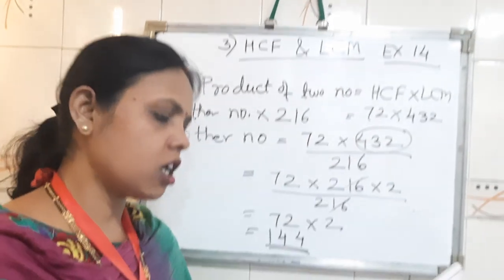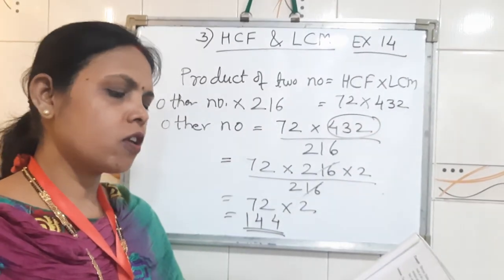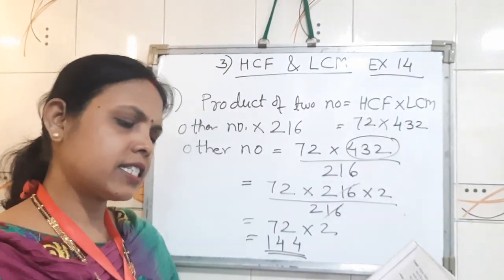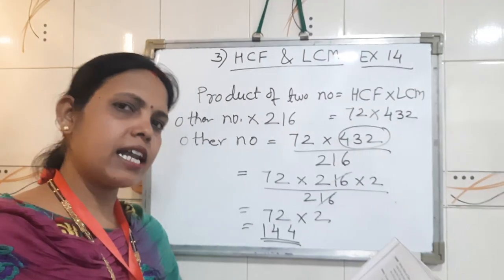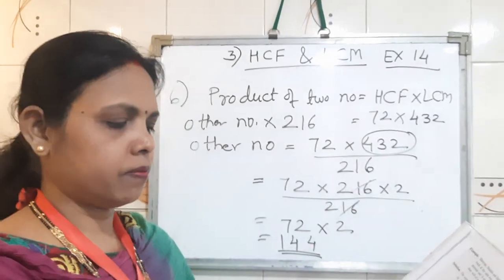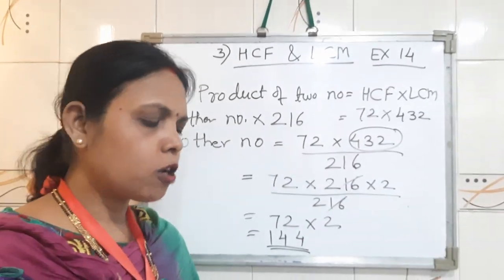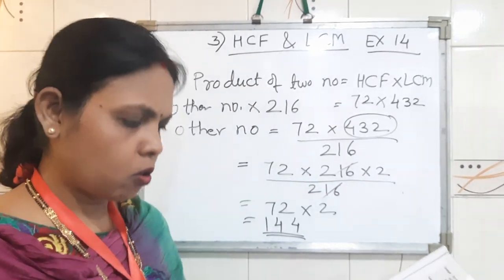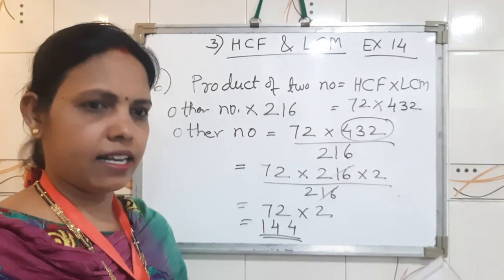Seventh one is also the same. Product of two numbers is 765 and their HCF is 3. What is their LCM? The formula will be the same. I hope you will try this one, and if you don't know the answer, you will ask.